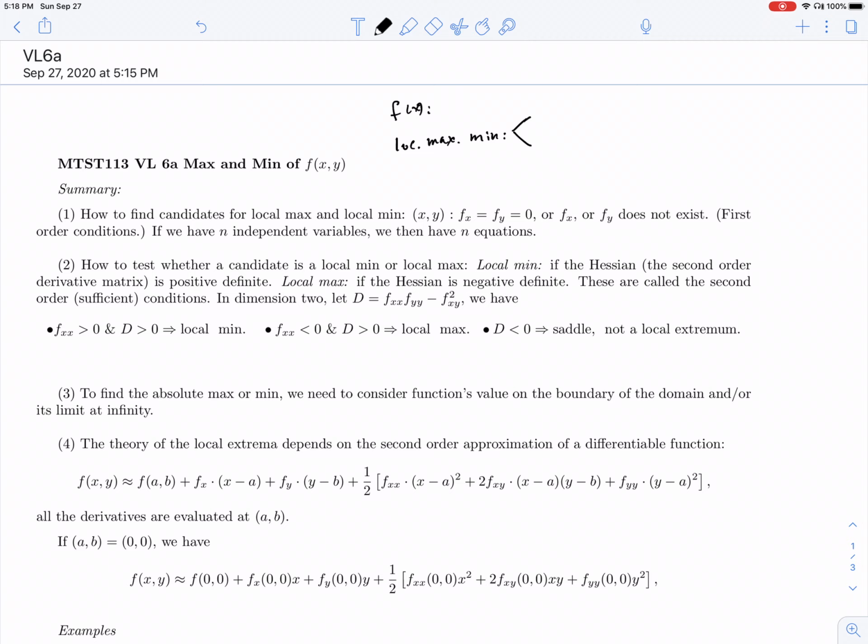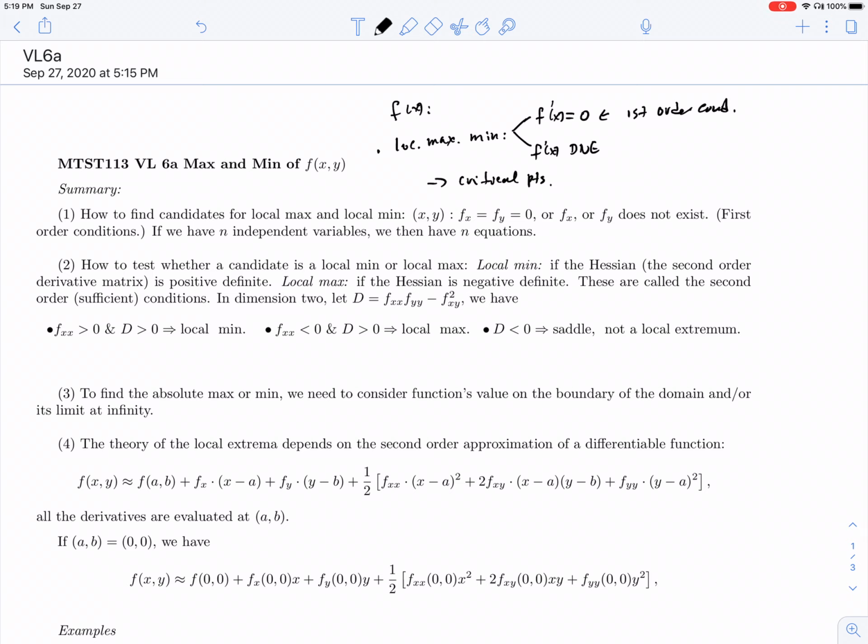We find candidates first from the so-called first order conditions, and then we use second order conditions to test. So we have the derivative is either equal to 0 or the derivative does not exist. Okay, and these are called first order conditions, especially the first one, because it involves the first order derivative. And then we have critical values, critical points or critical values.